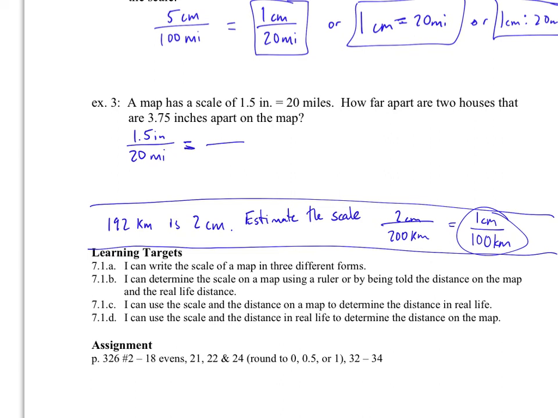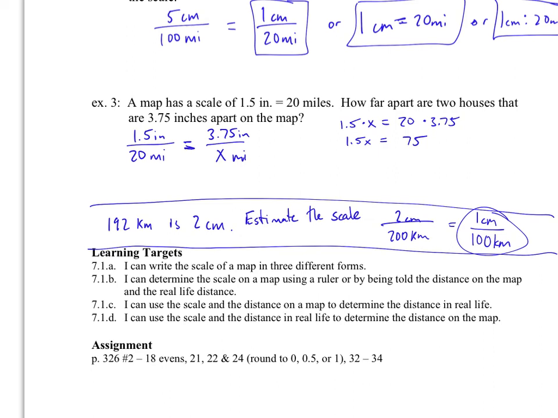On top, because I already have inches on top in the original one. 3.75 inches. And we're trying to find X miles. We're trying to figure out X. So we did a lot of these. What I'd like to see is 1.5 times X equals 20 times 3.75. Still 1.5x equals, and that's 75.